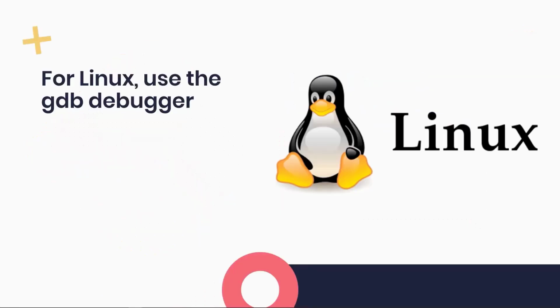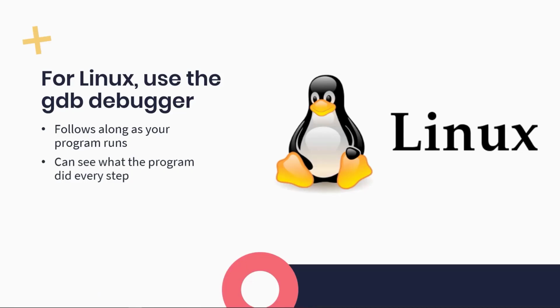If you're using a Linux system, then you're in luck. You can use the GDB debugger to basically follow along as your program runs. Using GDB debugger, you can see exactly what the program did every step of the way. There is some good news for Windows users as well. Some versions of Windows compilers come with the GDB debugging tool as well.